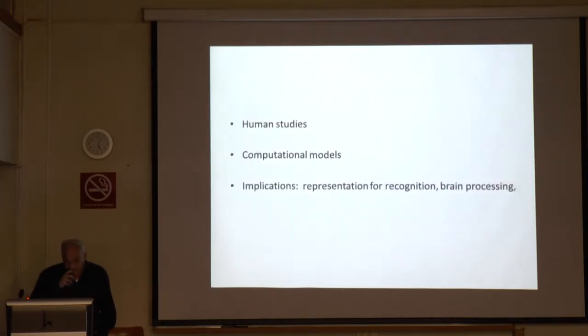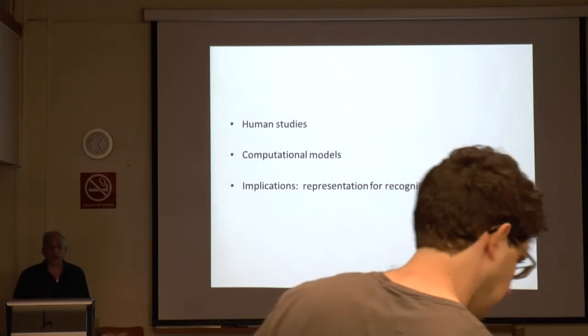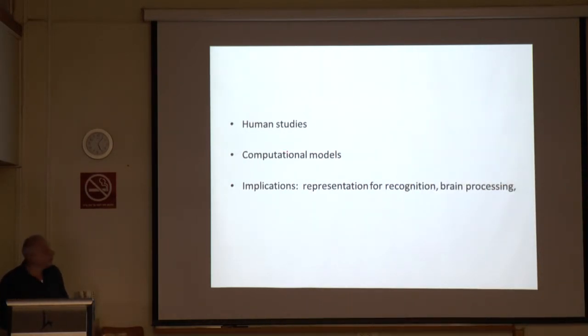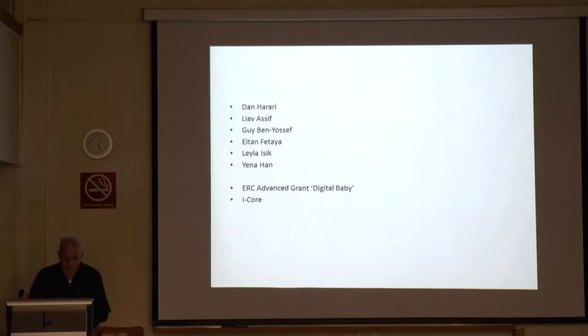Now, I will talk about some aspects of dealing with this, the ability to recognize images which are minimal for recognition. I will start with some human studies, what humans can do. I will compare what we find in humans with some computational models and end up with some potential implications to fairly broad issues, the kind of representations that we use for recognition, and some of the brain processing that may be needed in order to make efficient use of such minimal images. So these are the people involved in the study.